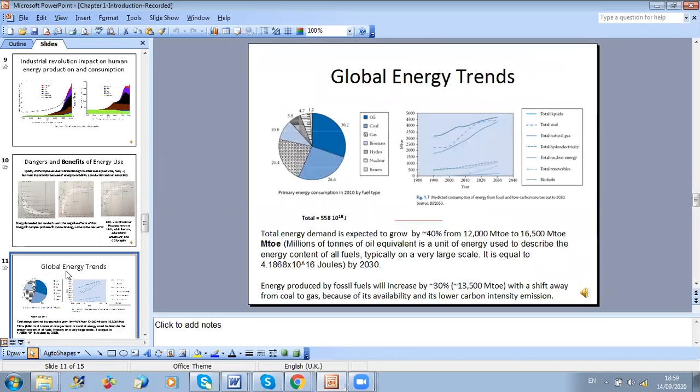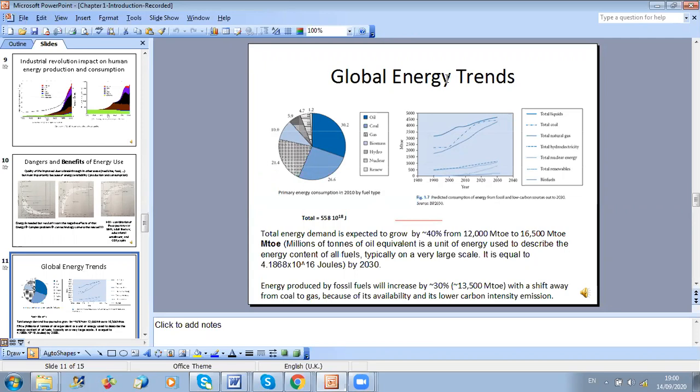So as we can see here, worldwide, the global energy trends are very similar, and of course, especially in developed countries. So for developed countries, we have a very high consumption of energy. So the total energy demand is expected to grow by 40% from 12,000 million tons of oil equivalent. What is MTOE? It's million tons of oil equivalent, and this is a unit of energy used to describe the energy content of all fuels, typically on a very large scale. And it is equal to a very high number, 4.1868 times 10 to the power 16 joules.